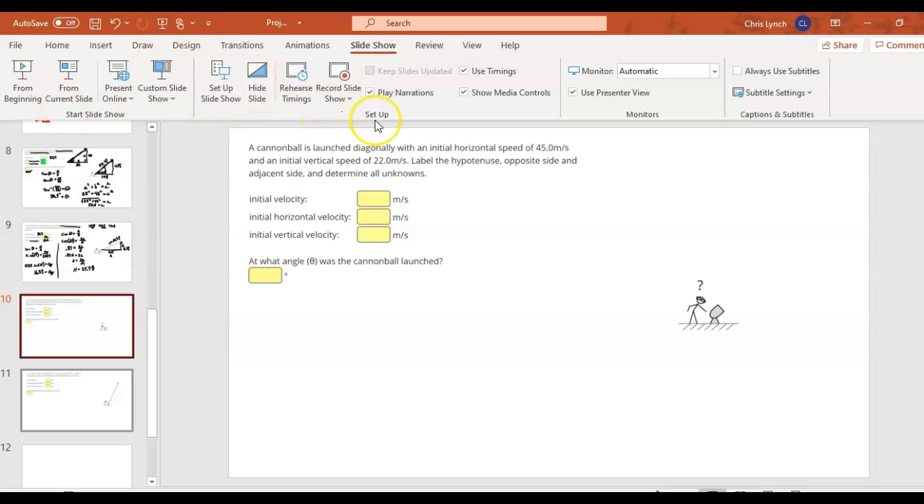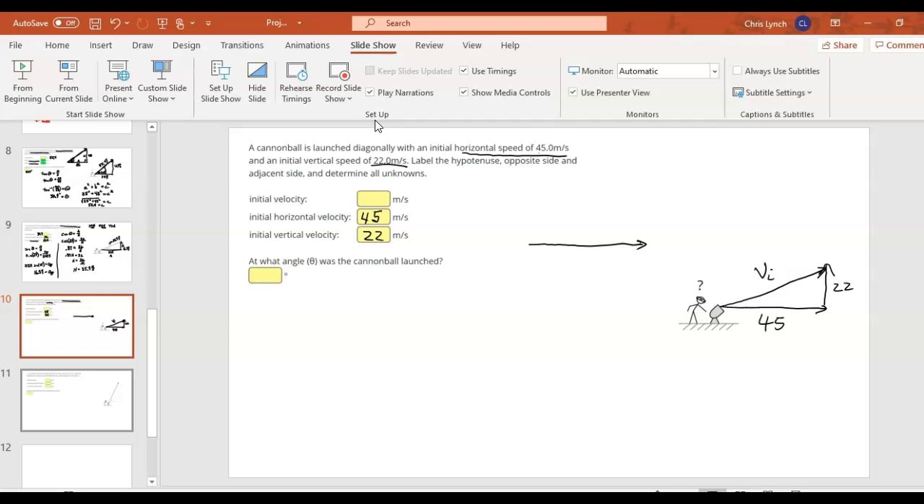All right, the cannonball is launched diagonally with an initial horizontal speed of 45. So they give us the horizontal component of the velocity, 45 meters per second, and an initial vertical of 22, so they gave us the upward velocity. So we have 45 meters per second sideways velocity and 22 meters per second of upward velocity, so relatively short vector. So our initial velocity is something like that, and it asks us to find it.